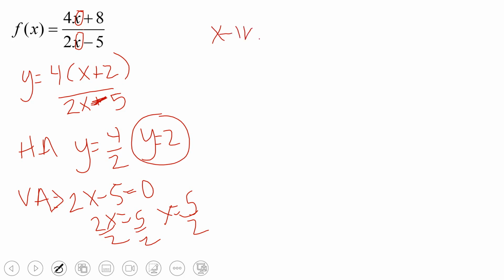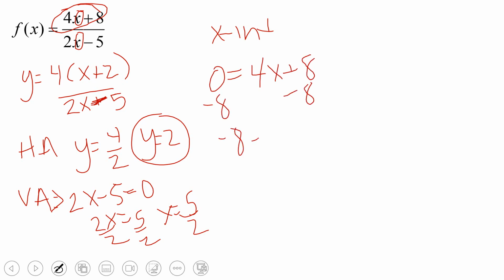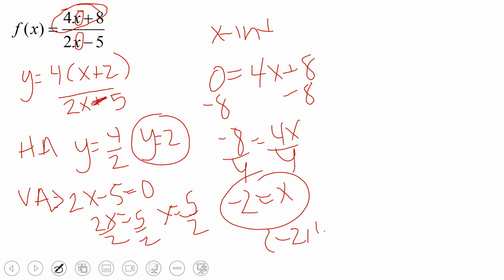Let's go ahead and identify the x-intercept. We're going to take the numerator and set it equal to 0. That's the shortcut in this form. Negative 8 equals 4x, divided by 4, divided by 4. And we can see x equals negative 2. So negative 2, 0 would be my x-intercept.